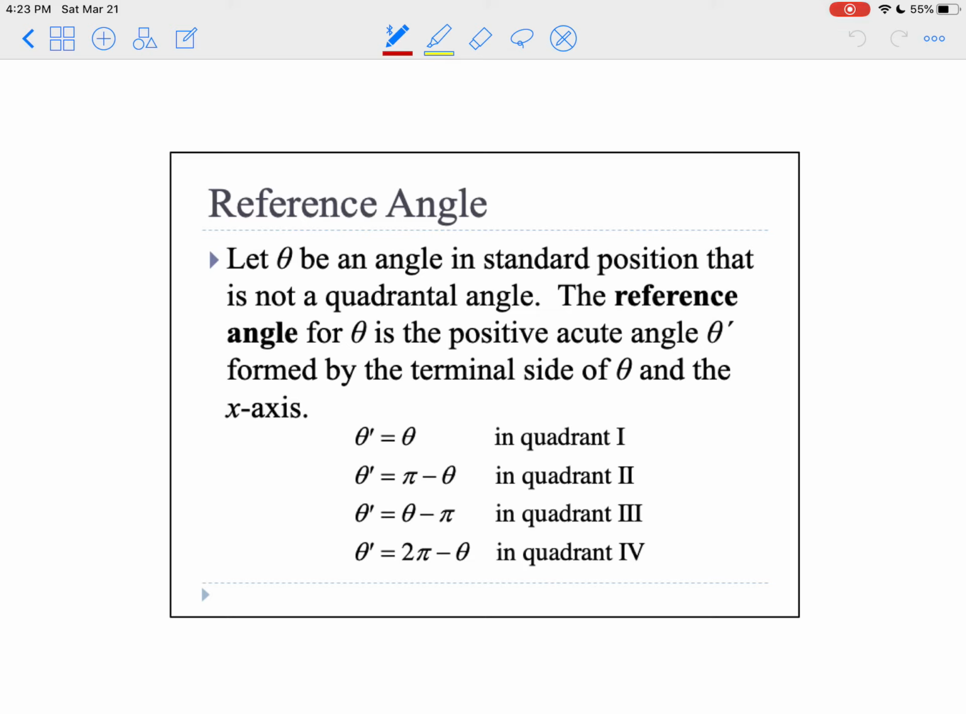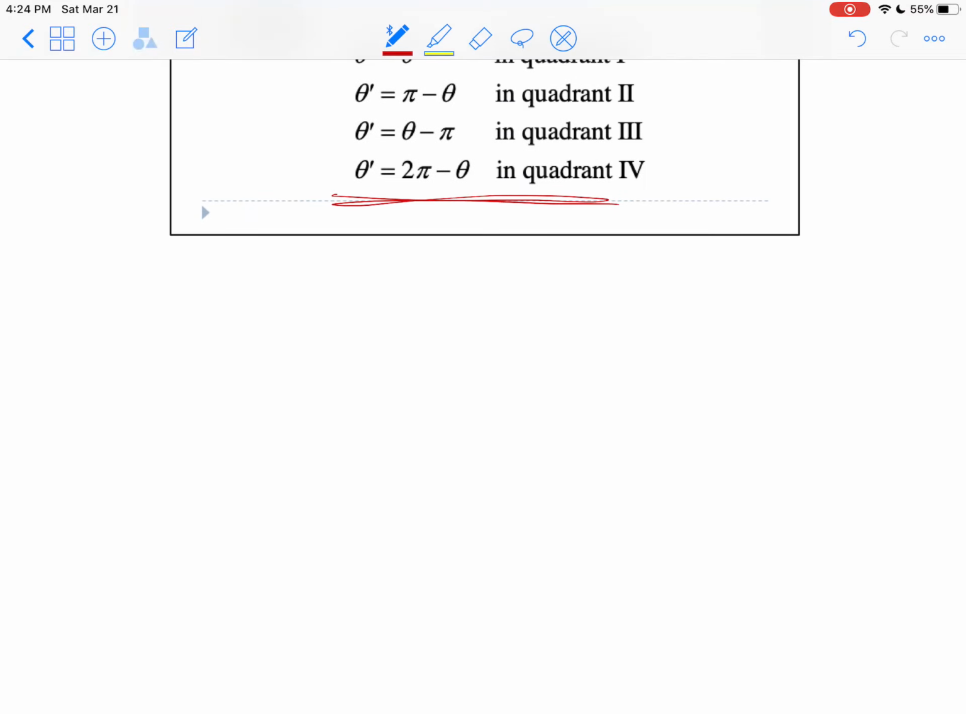All right, here we go. Reference angle. Now this is sort of like the concrete sequential way of finding reference angles, but I want you to understand what we're trying to accomplish here. What we're trying to accomplish with reference angles is we want to make it so that we only have to know the angles in the first quadrant.